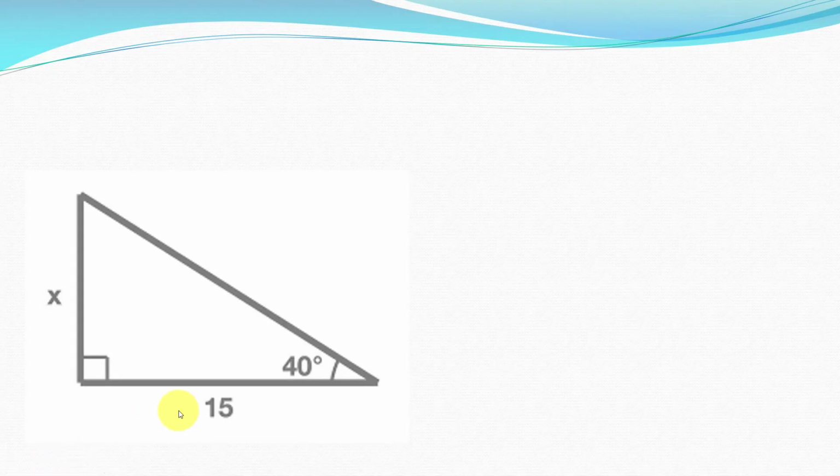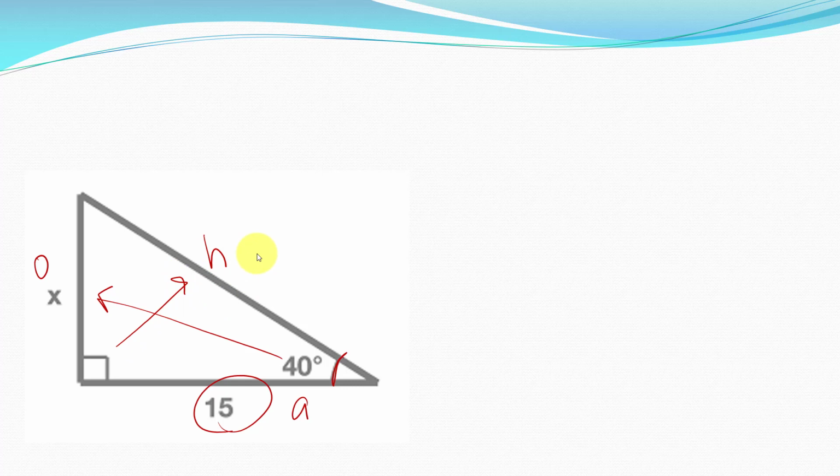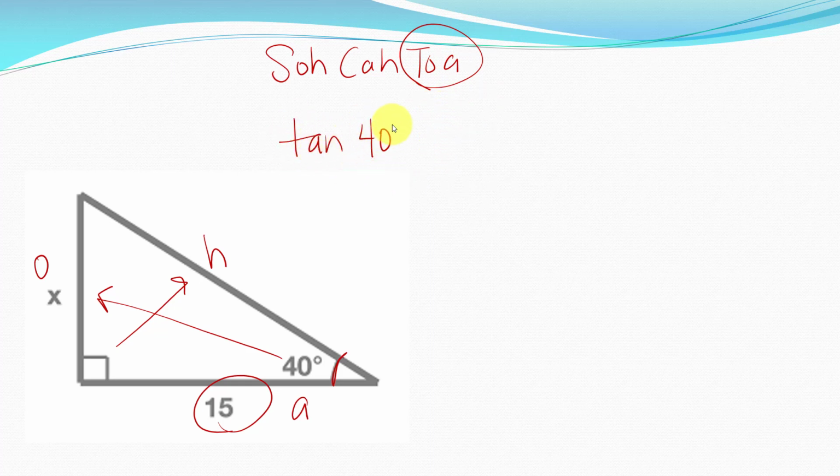Next one. All right, what do we have? The angle's here. This one is adjacent, it's touching. This one is across, that is opposite. We do not need the hypotenuse. What we need is opposite and adjacent, so I need the tangent of 40 degrees equals opposite over adjacent. Okay, solve this by multiplying by 15.